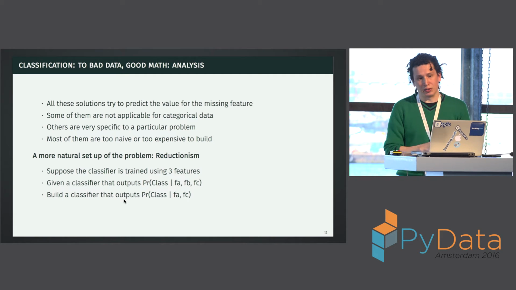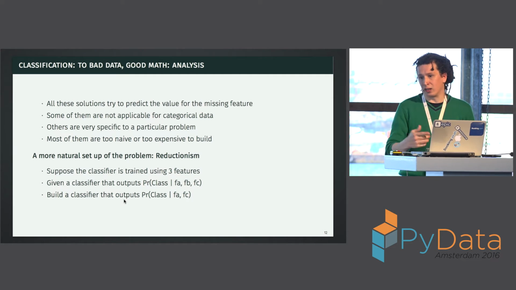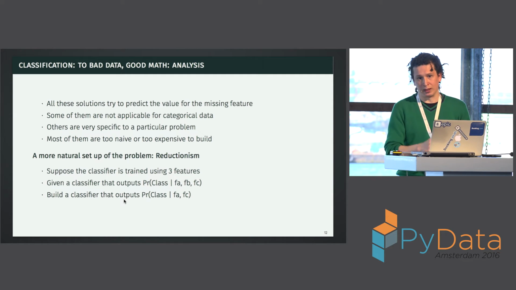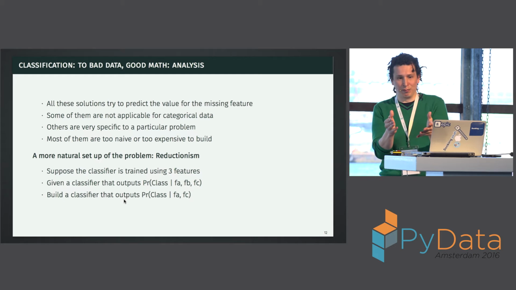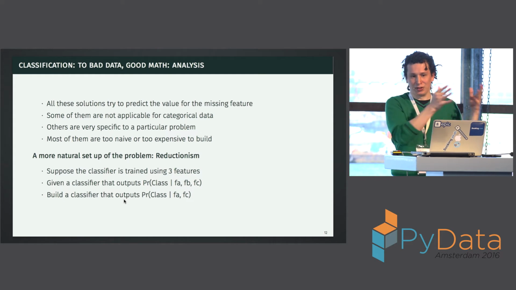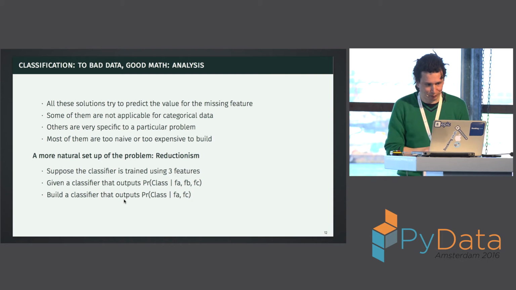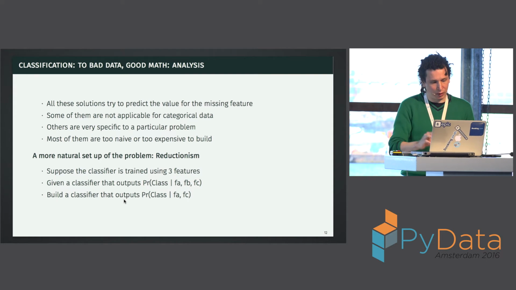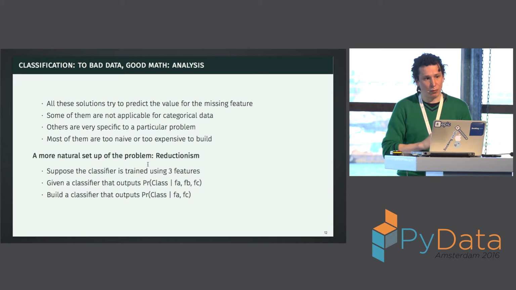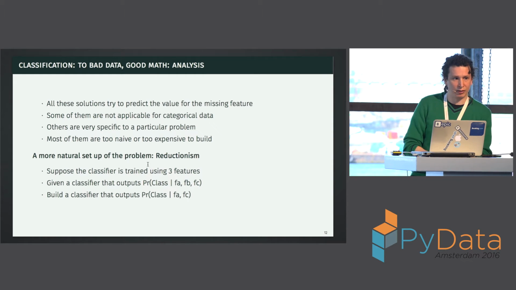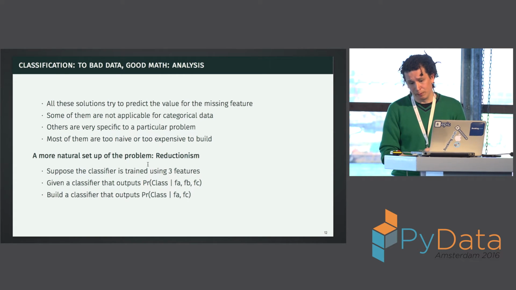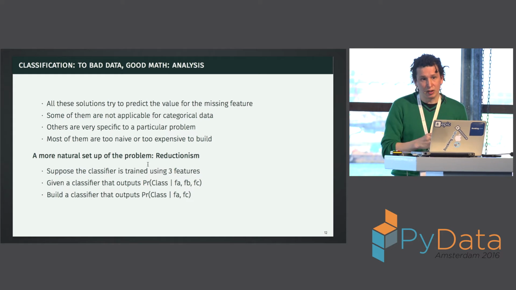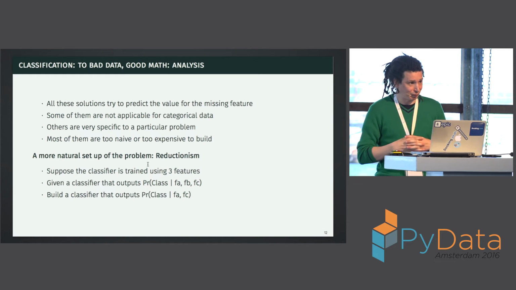And finally, most of them are too naive, too simplistic, or they take a long time or effort to build, like building a machine learning algorithm. And also, if you can build a machine learning algorithm that predicts this feature, then maybe you're better off using this technology to improve your current classifier. So this is the analysis I made about this problem. But I would like to propose a different way to look at this problem, which I call reductionism. And the idea of reductionism in the machine learning field is to simply express a problem in terms of problems that we know very well already.